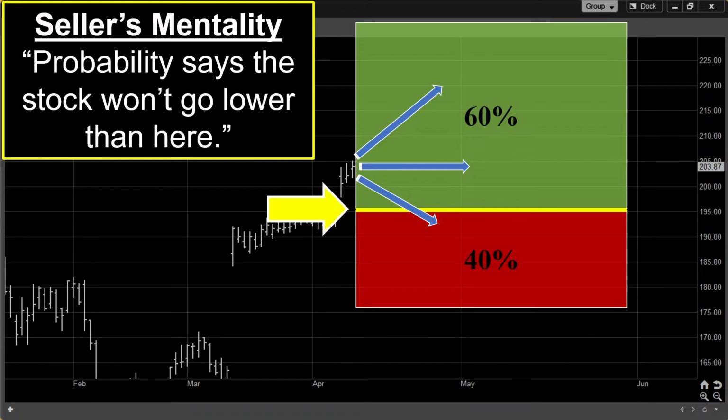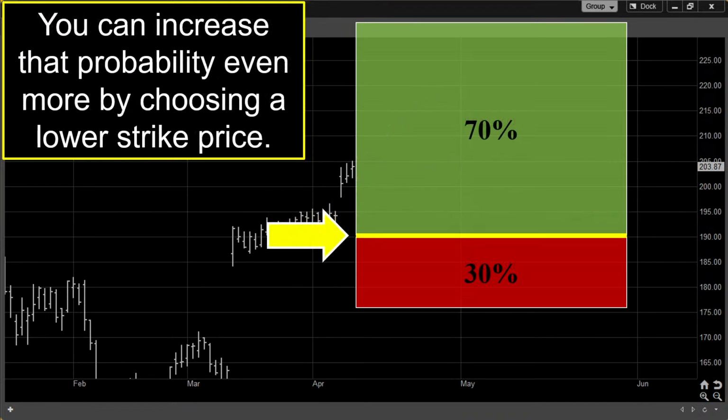Now think about that. You pick a price down here, right? The stock's at 204 bucks roughly. You pick a price at 195. As long as it stays above that, you win. So if it goes up, you make money. If it goes sideways, you make money. It can even come down a little bit and you still make money. Right from the very start, probability is in your favor.